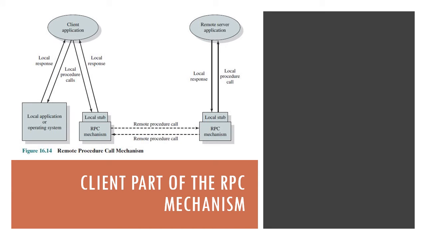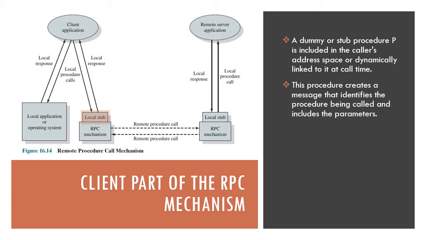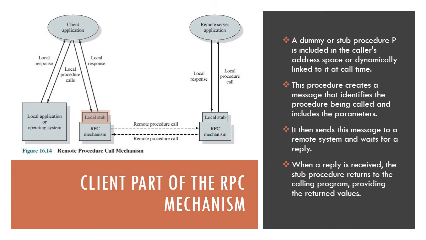Client part of the RPC mechanism. A dummy or stub procedure P is included in the caller's address space or dynamically linked to it at call time. This procedure creates a message that identifies the procedure being called and includes the parameters. It then sends this message to a remote system and waits for a reply. When a reply is received, the stub procedure returns to the calling program, providing the returned values.